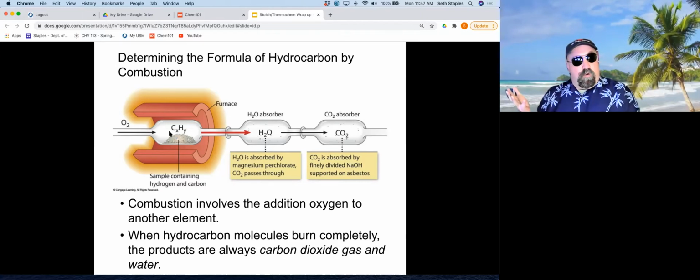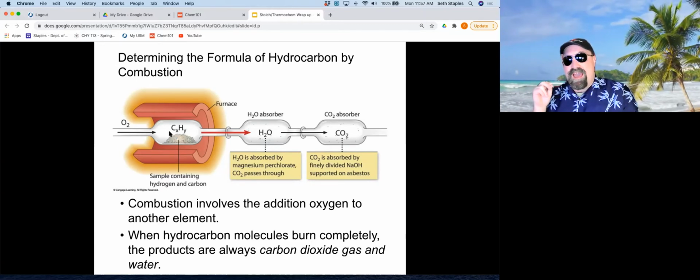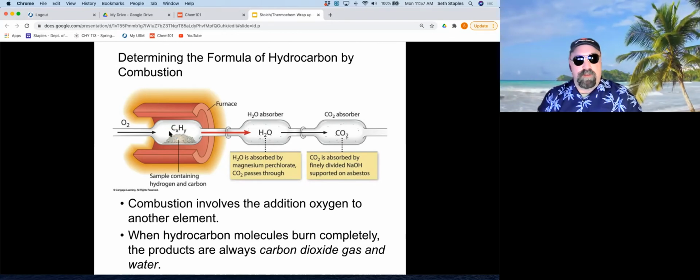If we also know the molar mass of the compound, we can use that information to find the actual molecular formula of the whole thing. Pretty powerful type of analysis.